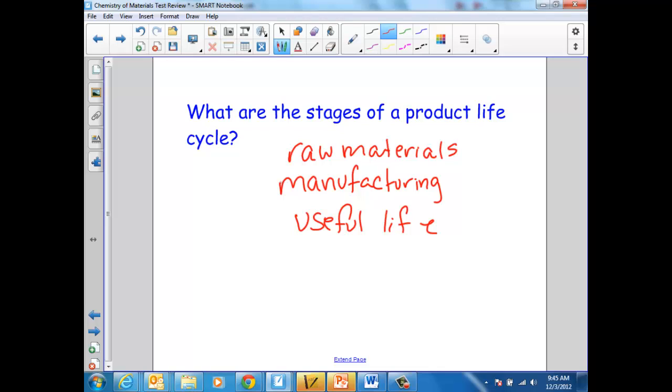Disposal or recycling, and as far as the life cycle, what do we call that? End of life. Okay? So you're right, it's disposal. And a lot of times disposal ends up being what, guys? Landfill. Or it could be recycled or reused.